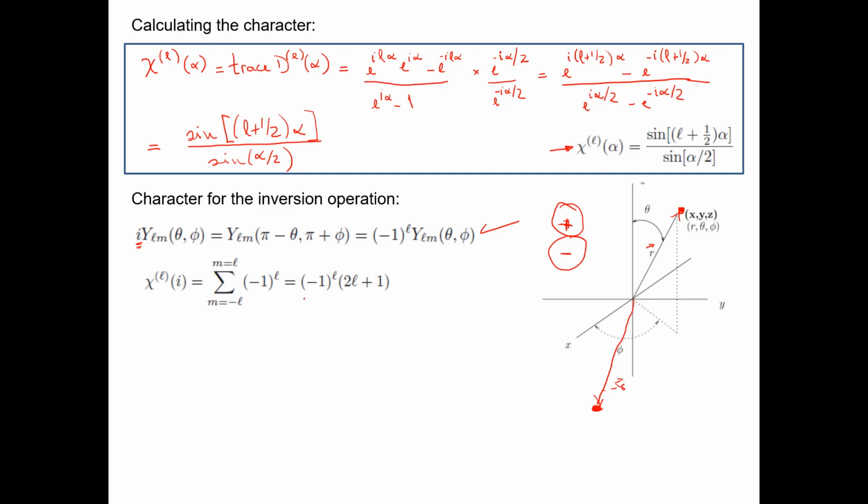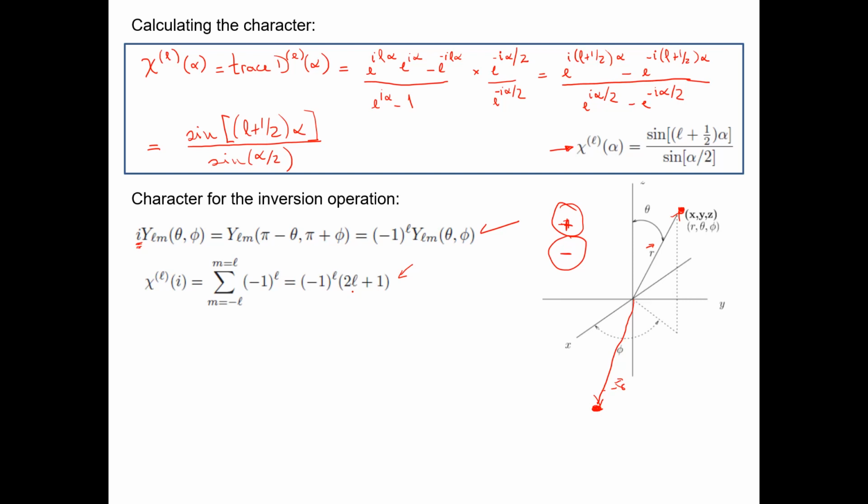And when you calculate the trace, again, it's very easy to calculate the trace for the inversion. You basically have to sum over all values of m, from m equals minus L to m equals L, this quantity, which is a constant, doesn't depend on m, so it's basically 2L plus 1 times minus 1 to the L. All right, so this is the character for the inversion.